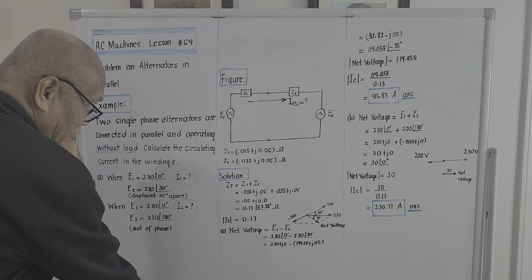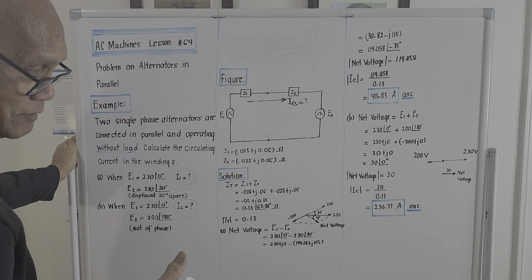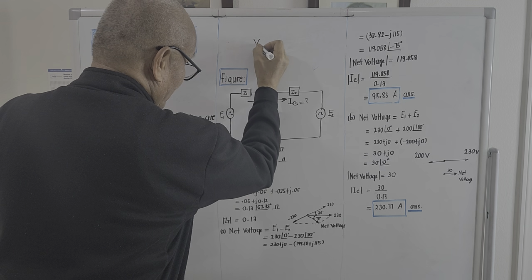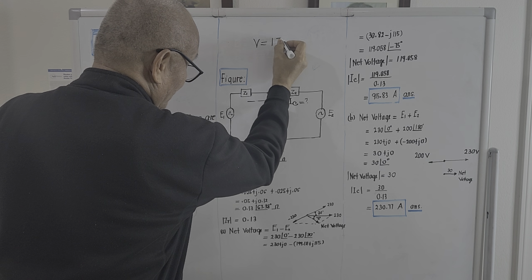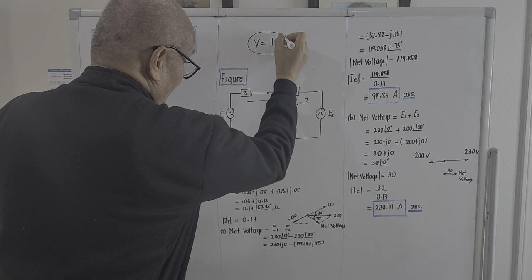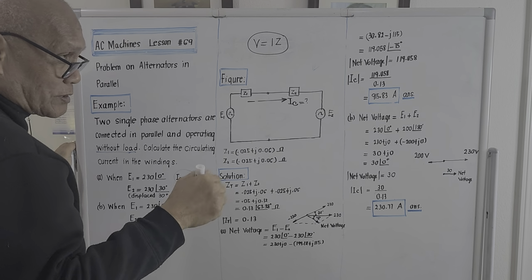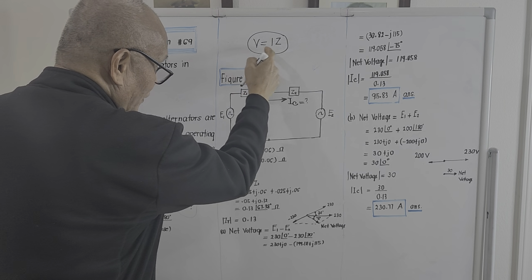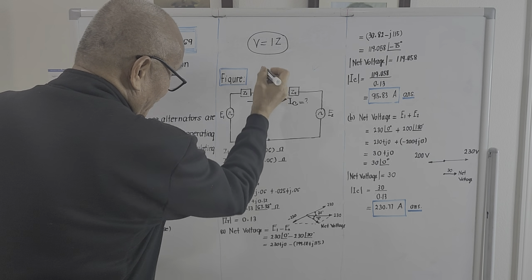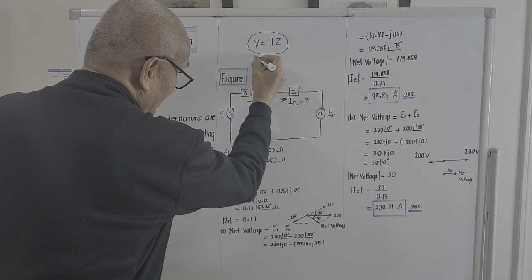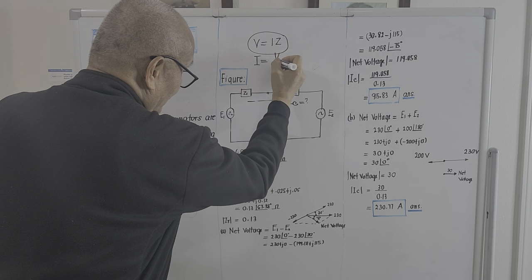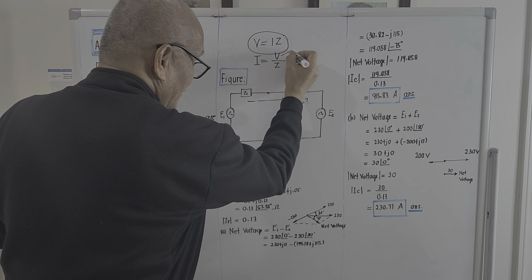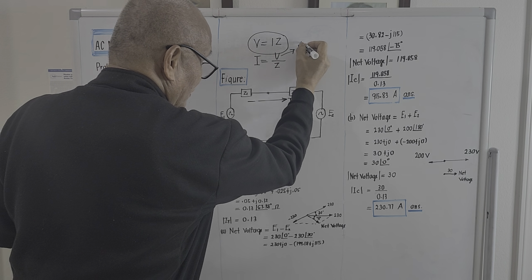The problem is just a straightforward thing. It's just a basic knowledge of the equation: voltage is equal to the product of current times impedance. This applies to alternating current machines. So in here, we are just solving for the current, so it should be voltage over impedance. But this voltage here should be the so-called net voltage.